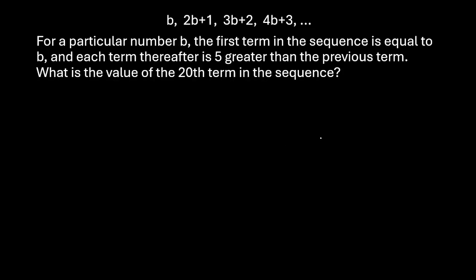Okay, so let's have a look at a similar one. You can solve this using the same method. Give it a try. So for a particular number b, the first term in the sequence is equal to b. That's b. And each term thereafter is 5 greater than the previous term. So this term will be 5 greater than b. So this term, 2b plus 1, would be equal to b plus 5.